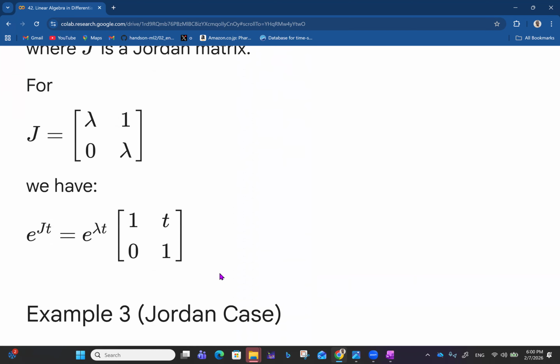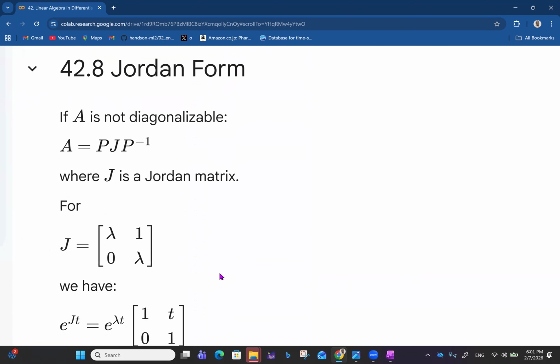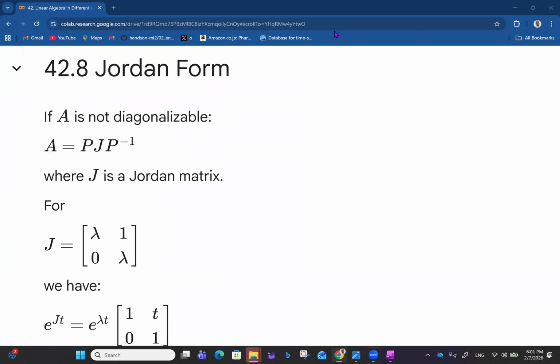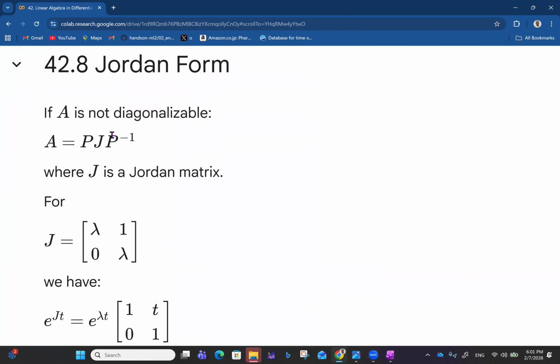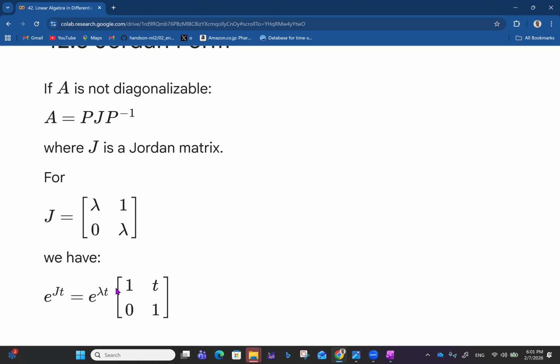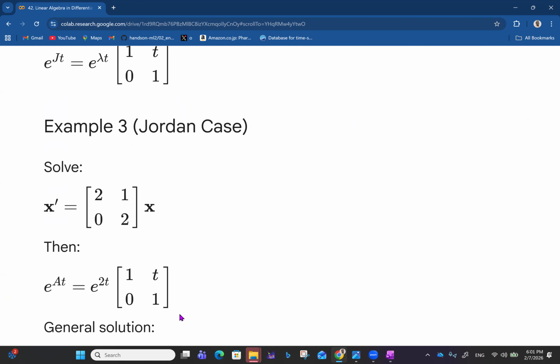Now we have the Jordan form. The Jordan form becomes useful when you cannot diagonalize your matrix A. If A is not diagonalizable, A becomes PJP inverse. Instead of D, it becomes J, which in this case is the Jordan matrix, with lambda, lambda on the diagonal and then a 1 here. So e raised power Jt is e raised power lambda t times [1 t; 0 1]. An example of a Jordan case: imagine x prime is [2 1; 0 2]x. Then e raised power At will be e raised power 2t, into this 2 will come out.